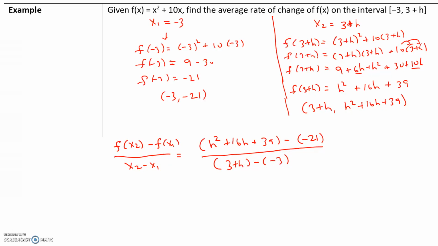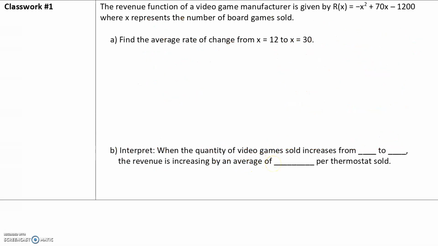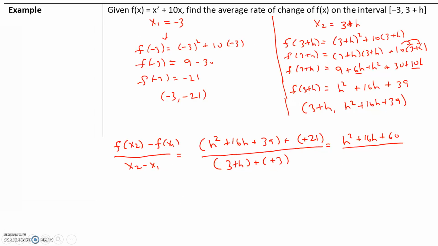Okay, now let's simplify this. The two negatives here turn into a positive. So we have h squared plus 16h plus 39 plus 21, which will be 60, divided by, these negatives turn into a positive. Sorry. So 3 plus 3 is 6 plus h, but I'm going to rewrite that as h plus 6.